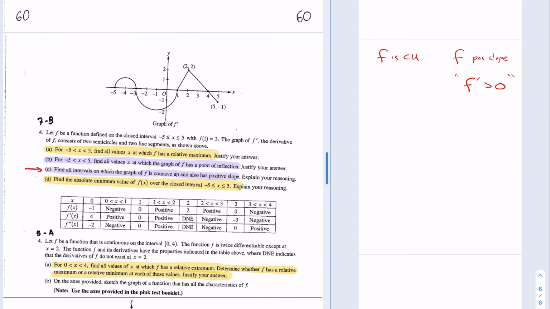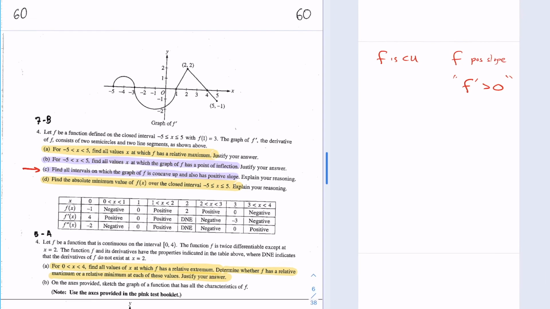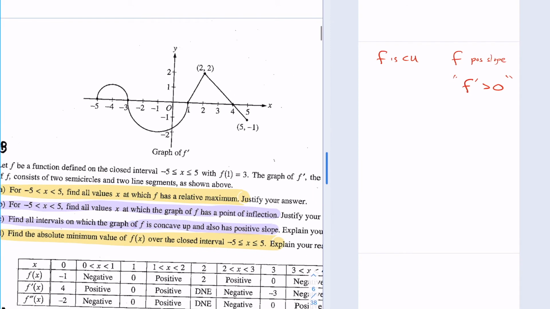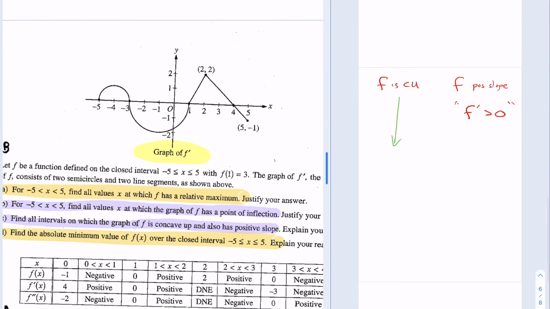Okay? So here's the issue. If you take a look at the graph, the graph represents f prime. So this is all about translating your language, right? F is concave up. What the heck does that mean in terms of f prime? So look back if you need to, but slowly try to pull away from that. F is concave up is the same as saying f prime is increasing. Okay, and this is already in our language, f prime. So this is what we're looking for.